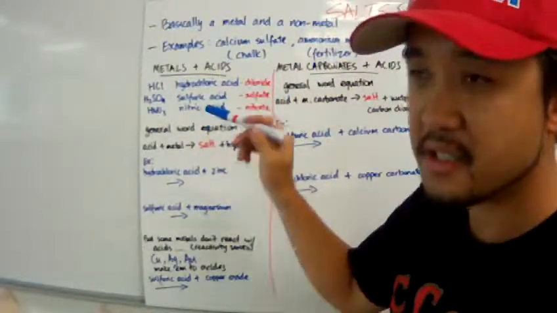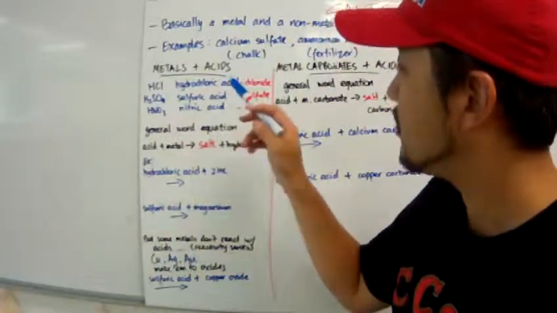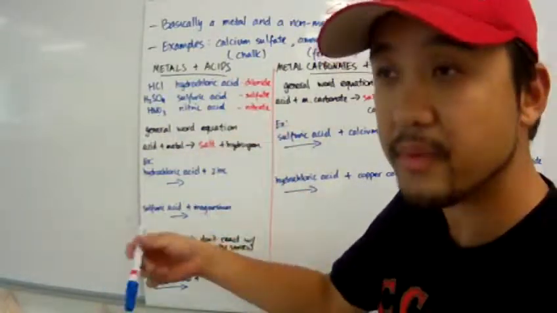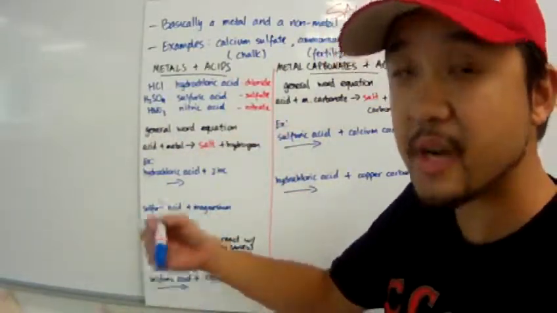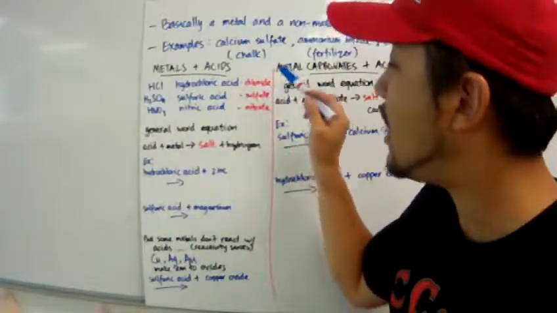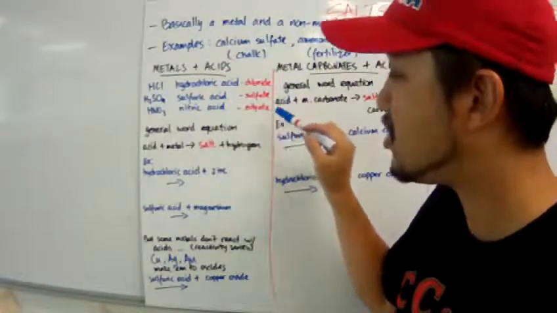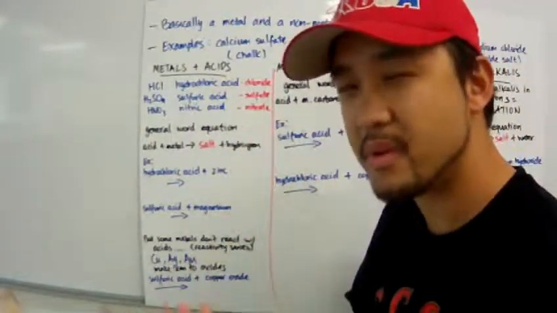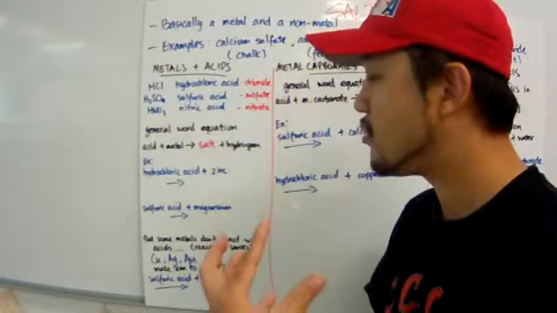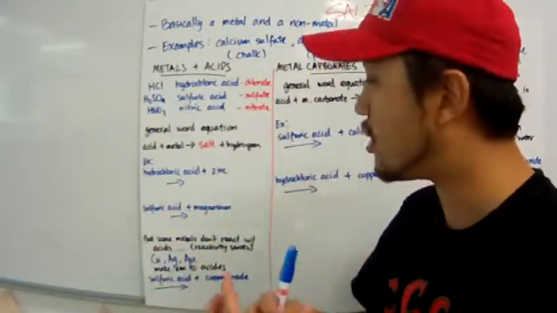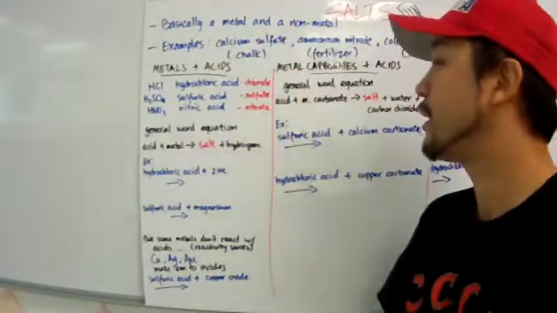When acids are dissolved in water, anions will be formed. Anions are simply negative ions. The anions are chloride, sulfate, and nitrate. All right, you have to remember this because this will help us when we generate our word equations. All right, here we go.